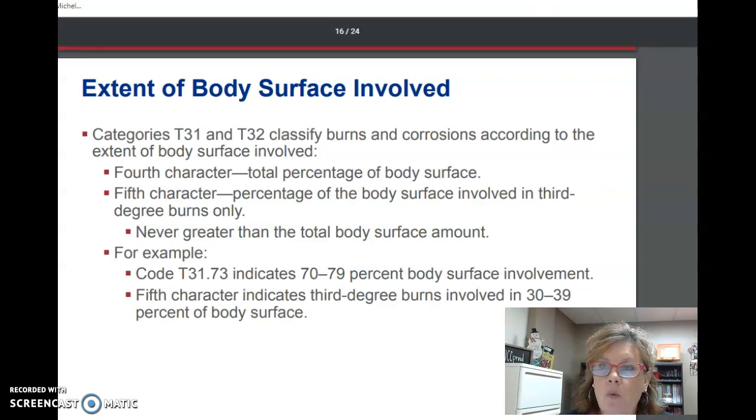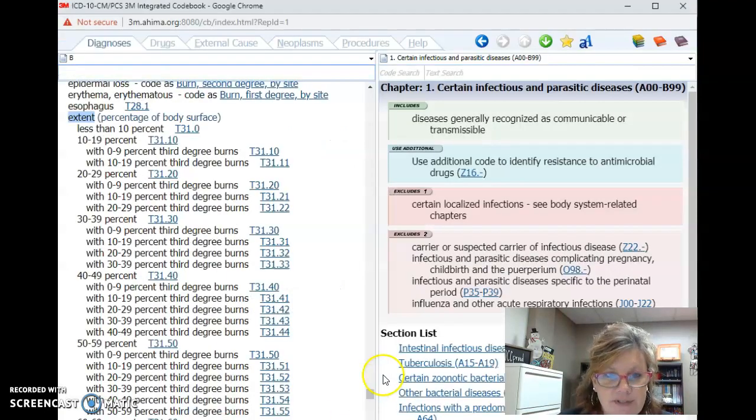Okay, so what I'm going to do right now, and just kind of a heads up, this is my electronic book. Okay, you can get to the same way in your Alpha textbook. So everybody look up burn, okay, in your Alpha section. Once you look up the word burn, now go to extent. So if you have to pause the tape, go ahead and pause the tape.